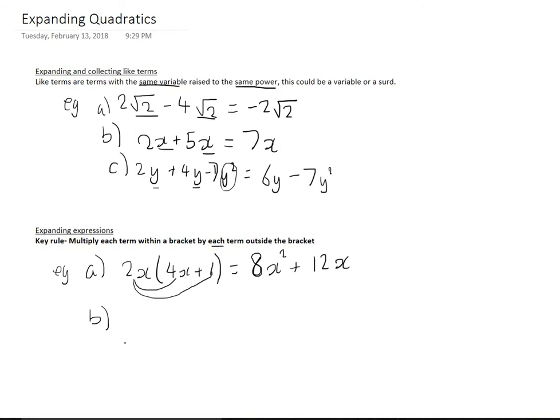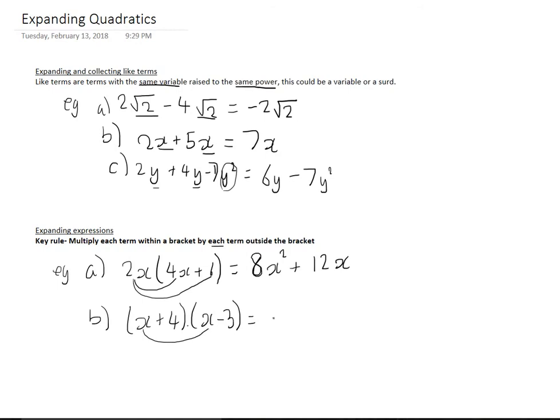So example B, x plus 4 multiplied by x minus 3. So this is a binomial because it's got two bracketed terms which are multiplied together here. Okay, so once again, I recommend using this.